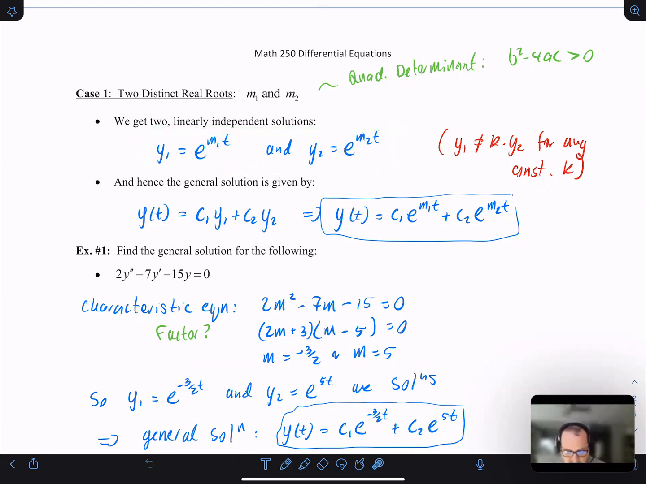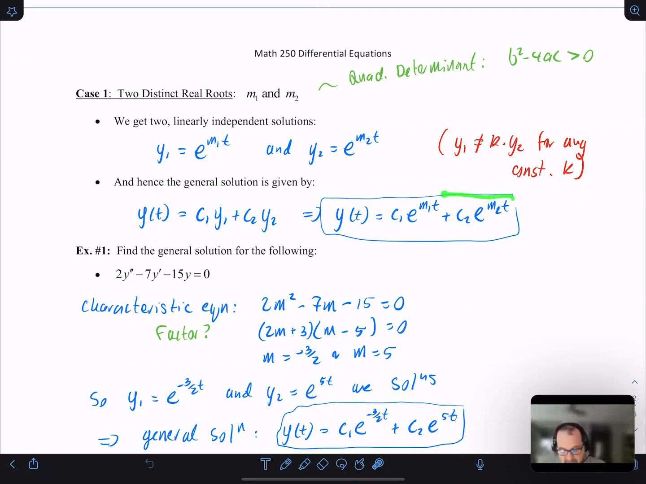And then what we notice is that if m1 and m2 are different numbers, which we claim they are in this particular case, then y1 and y2 will be linearly independent solutions, which is a nice situation, as we learned in the last section. That means we can form a general solution by making a linear combination of y1 and y2. So the general solution here would be C1 e to the m1t plus C2 e to the m2t. And that's all there is to it.